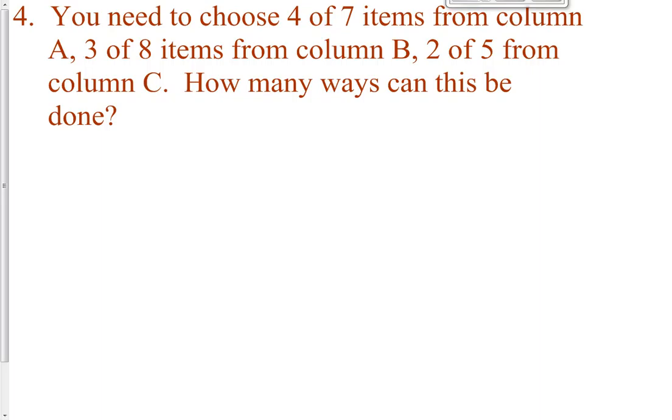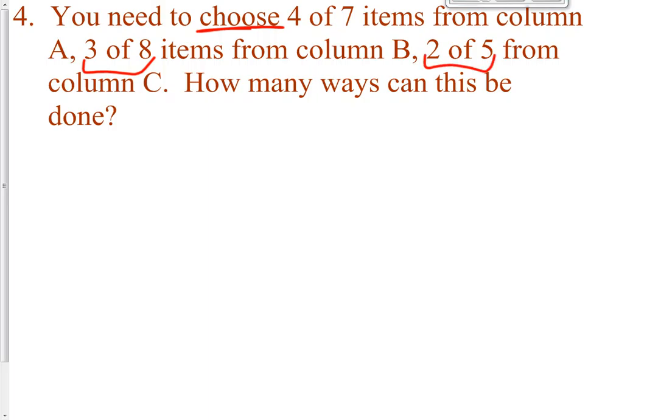Moving on to number 4, you need to choose 4 of 7 items from column A, 3 of 8 items from column B, and 2 of 5 from column C. How many ways can this be done? Okay, it says you need to choose 3 of 8. You need to choose 2 of 5.